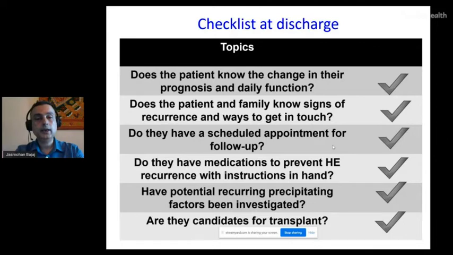Okay. Do they have a scheduled appointment for follow-up, either with you or someone else? Make sure they actually have an appointment in their hand and not a phone number and not an email address for them to actually do this.